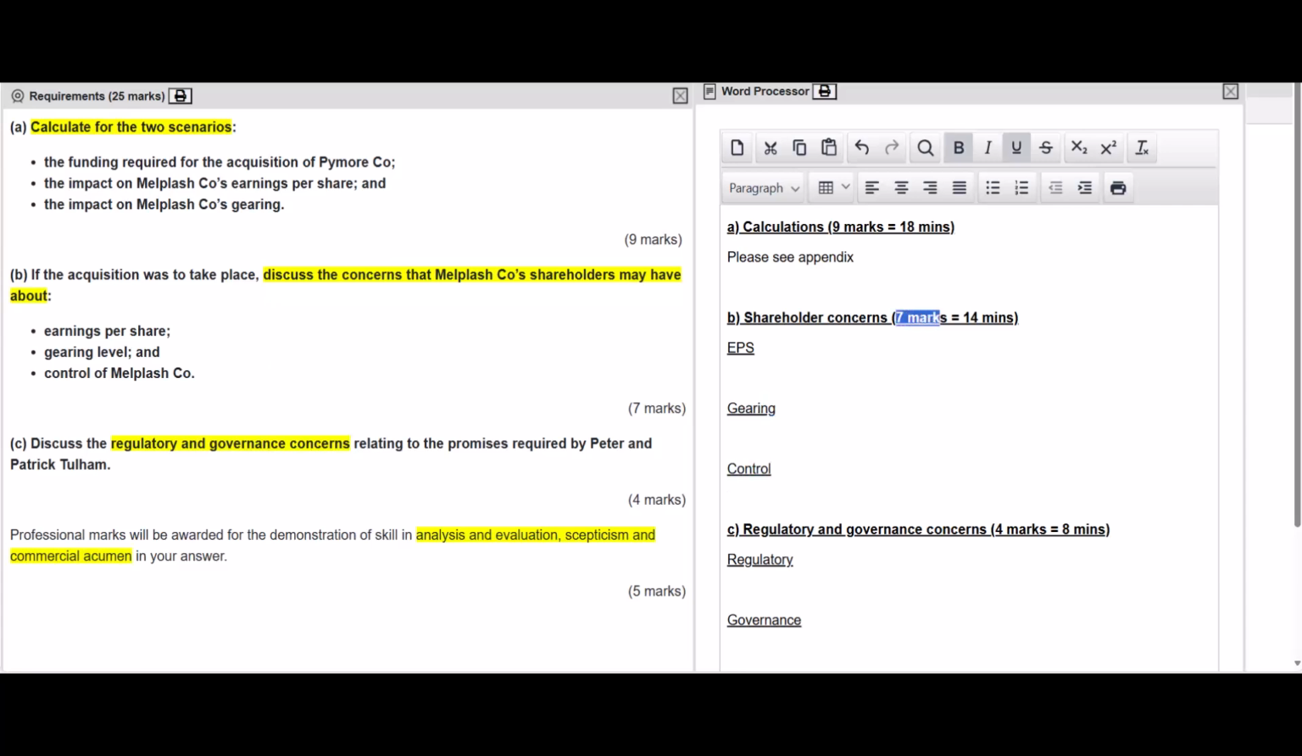So I'm getting that structure in place. Just remember that's only 7 marks, so 14 minutes. We haven't got too long to do that bit. And then part C, regulatory and governance concerns. Again, I've split that into regulatory and governance. So I do all that before I get going with the question.